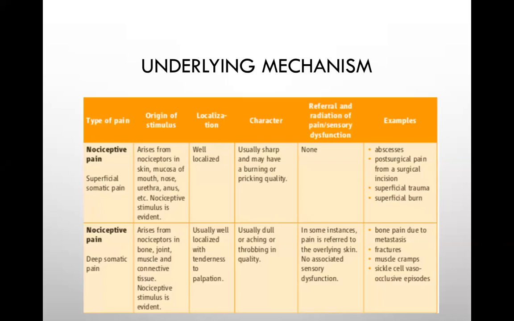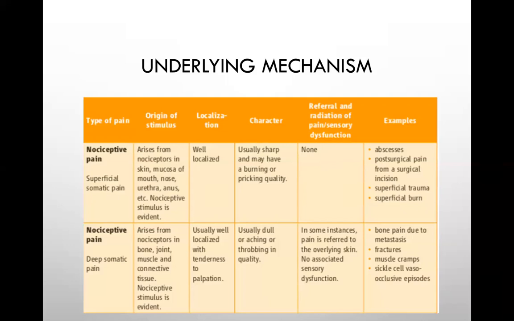Nociceptive pain is produced by the stimulation of sensory receptors in the viscera or the somatic structures. In that case, the nerves are intact. So you can have nociceptive pain, which is superficial somatic and deep somatic. Superficial somatic usually arises from the nociceptors in the skin, mucosa, mouth, nose. It's a well localized pain. The character is usually sharp and may have a burning or pricking quality. And it could be post-surgical, superficial trauma, superficial burn, abscesses.